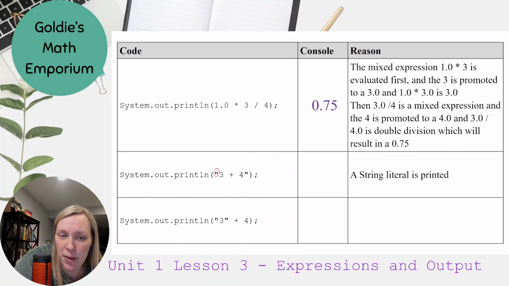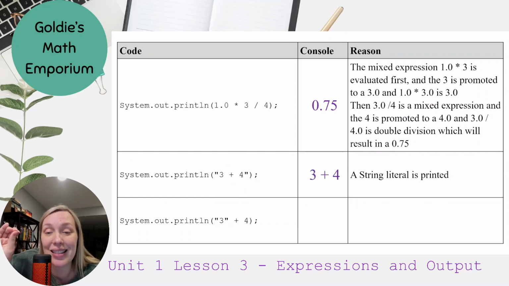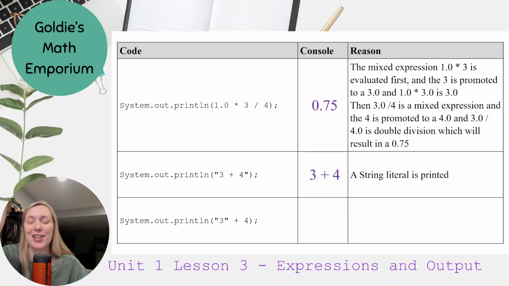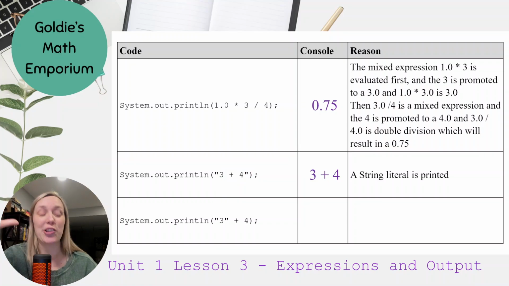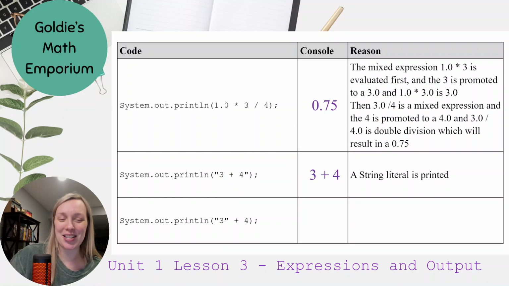Okay, next we have a string literal. What do we call a string literal? Whenever we have these quotes, right, what gets printed is exactly what's between here. So even though this is a math expression, 3 plus 4 literally will get printed to the screen because it is a string literal. I say literally. Literally gets printed to the screen.